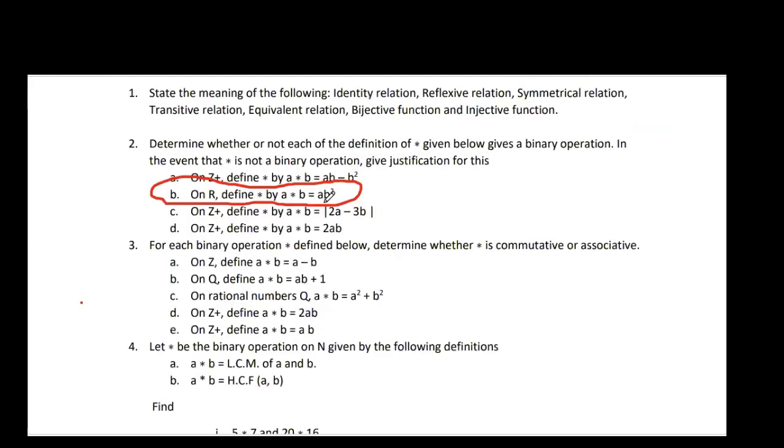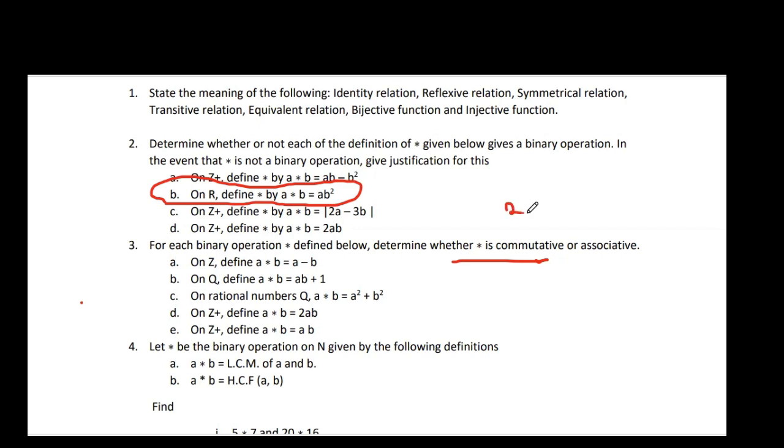Then I'll quickly go on to this one where they're saying determine whether star is commutative or associative. So we said, how do you prove that? We said commutative, in simple terms, means that it doesn't matter the order in which you apply things, the answer will still be the same.